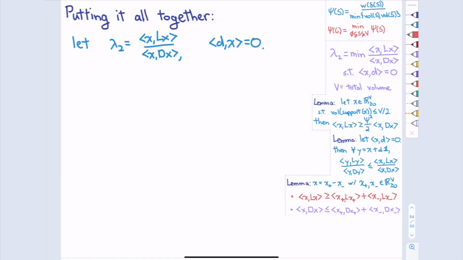One, I can split x into two non-negative vectors. And also, I can shift things. Okay, all right. So I'll get you guys.